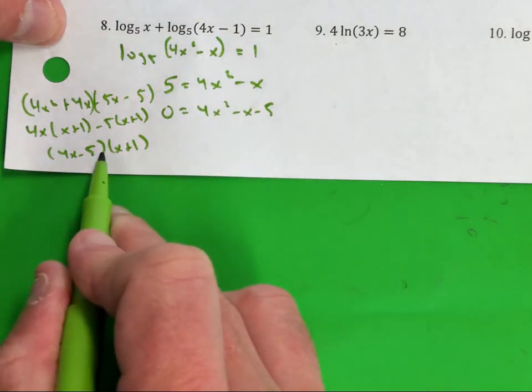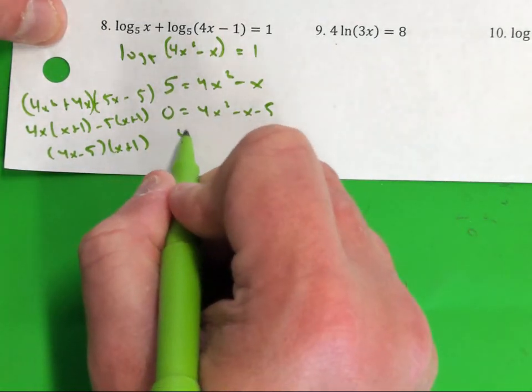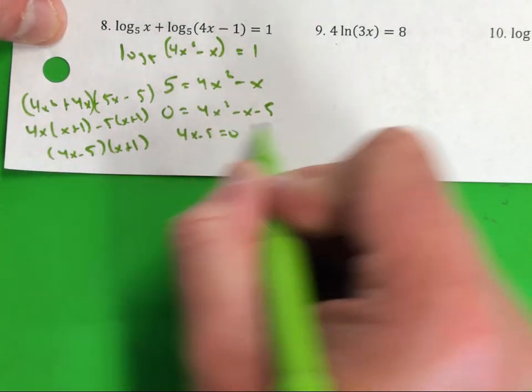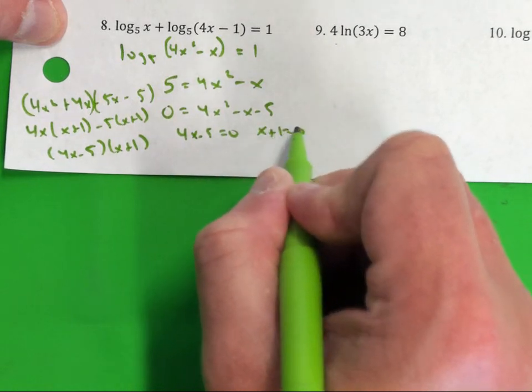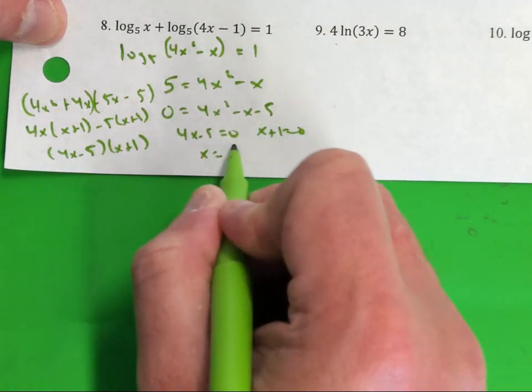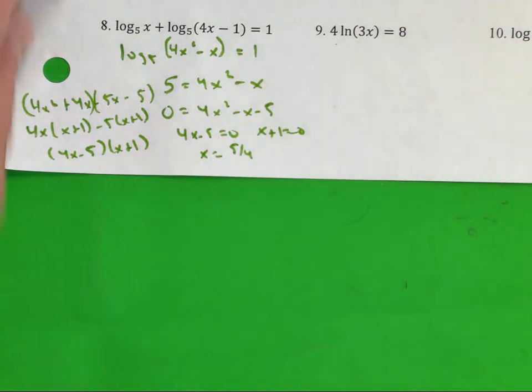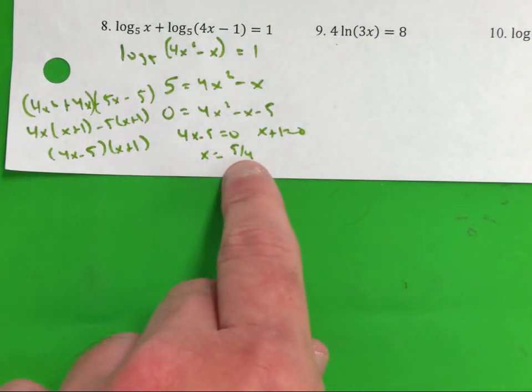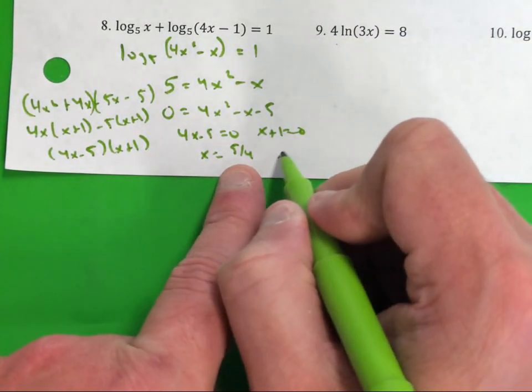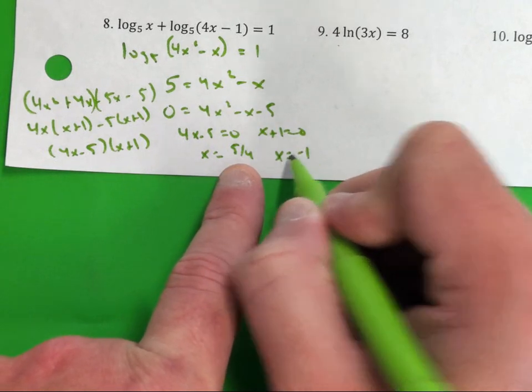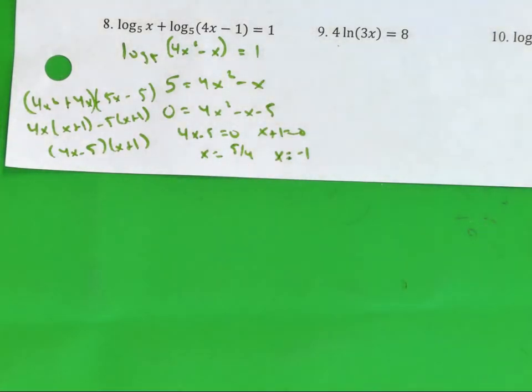All right, now, I factored that and got 4x minus 5 equals 0 and x plus 1 equals 0. By now in your mathematical career, you should be able to do that in your head. 4x minus 5 equals 0, x equals 5/4. And x equals negative 1. So I got two solutions, 5/4 and negative 1. Do I need to check these when I get more than one solution to see if they work?